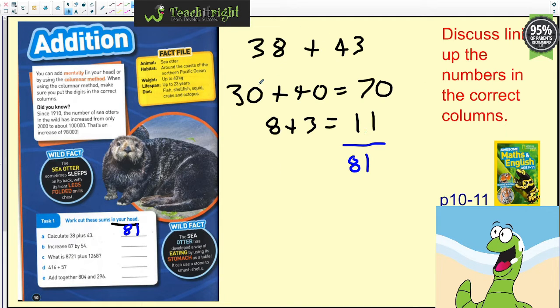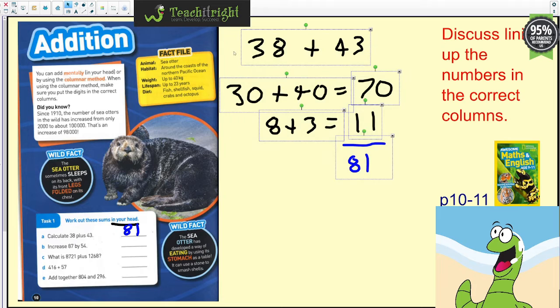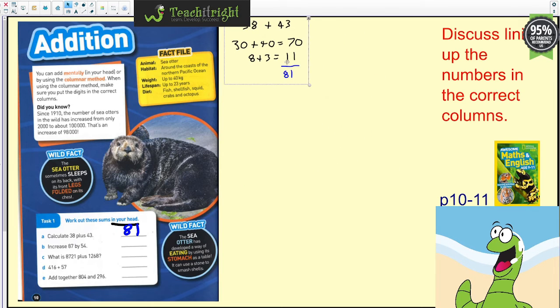Again, I would not have written this down because it was in my head, but this is to represent the steps I was doing to work out that first sum. So that is the working out that I did to get the answer to number 1. B, increase 87 by 54. Well, this is just another way of them asking a very similar question type. Again, increase simply means to add, so it's one of our key words.